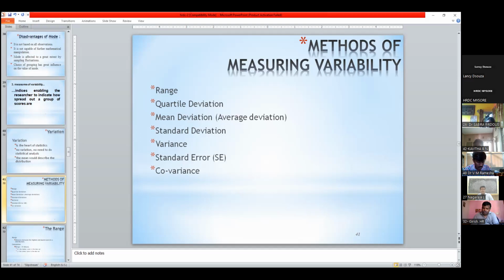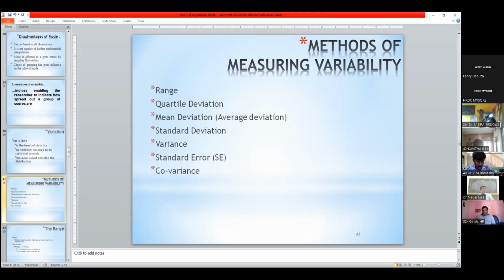Next, you have quartile deviation, which again is not much used in research. QD is also called the semi-interquartile range, where you calculate the first quartile and third quartile, take the difference, take half of it, and then it becomes the quartile deviation. The next one is mean deviation, again not much used in research, also called average deviation. But if you see standard deviation, this is where we're talking about the heart of statistics.